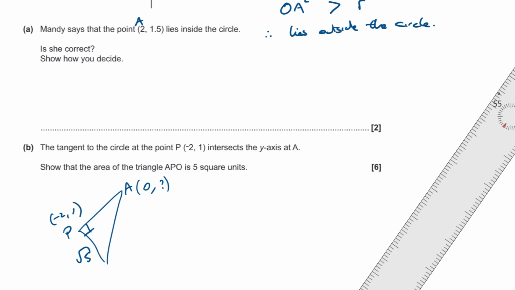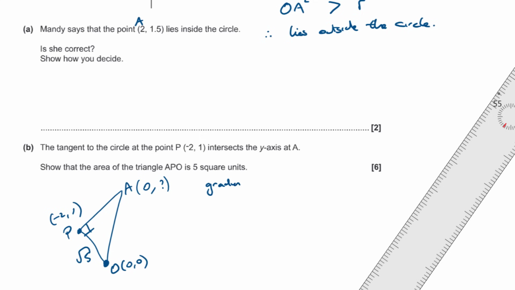In order to find the equation of the line, I need either 2 points on the line, which I don't have because I don't have the point A, or I need 1 point, which I have, and the gradient. Now I don't know the gradient of the line AP just yet, but I could work out the gradient of OP, and I can use the fact that that is perpendicular to the line AP to find out the gradient of AP. So we're going to find the gradient of OP first. So O is the point (0, 0), isn't it?